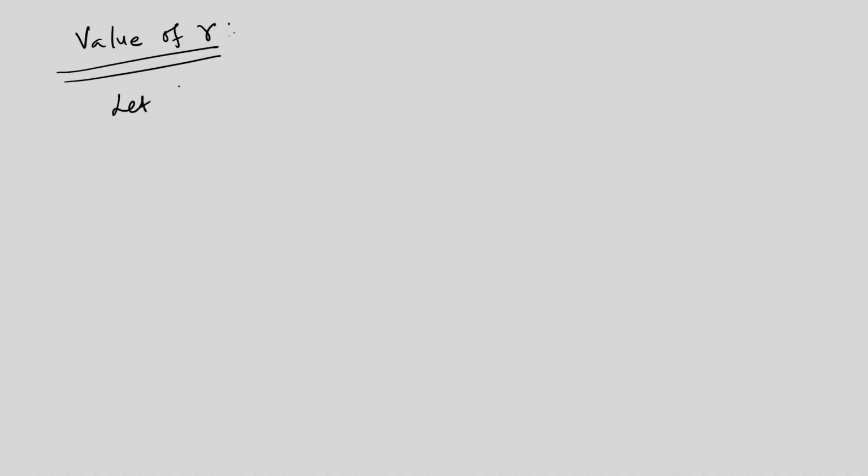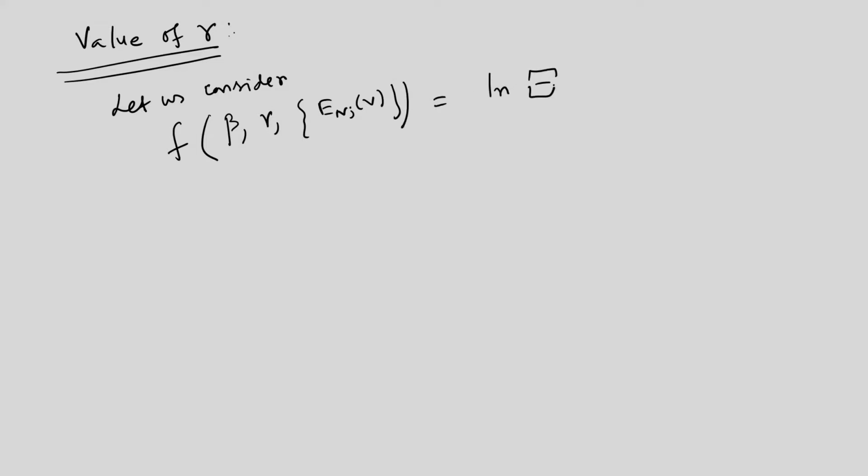Okay, so let us consider a function f, which is a function of beta, gamma and all energy values. So f we consider ln theta, and theta we know is the partition function, or grand canonical partition function rather. So first we consider a function f which is ln theta.